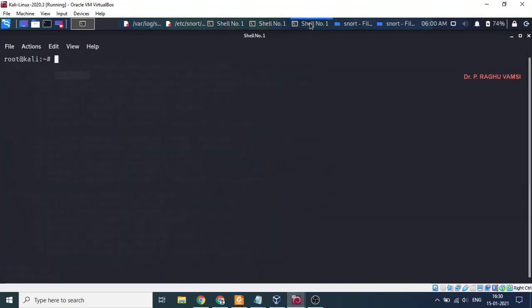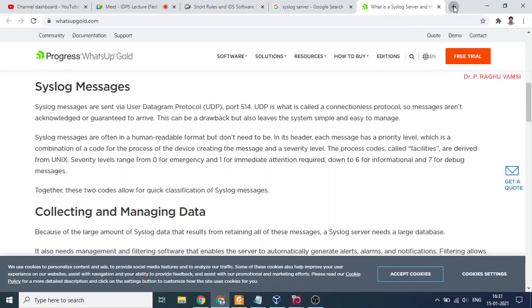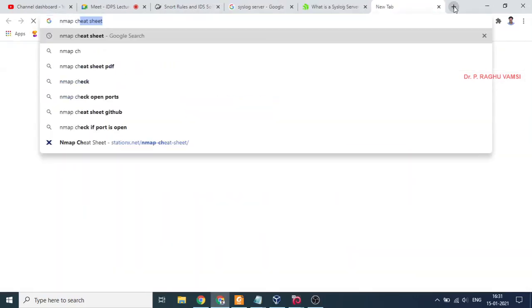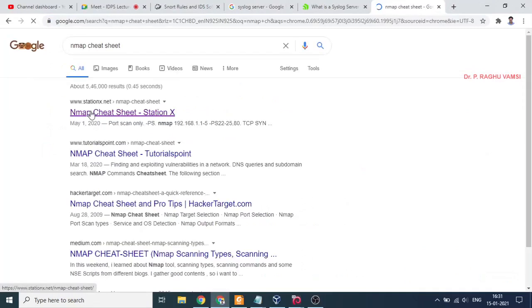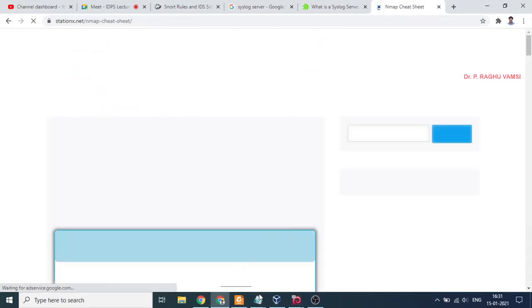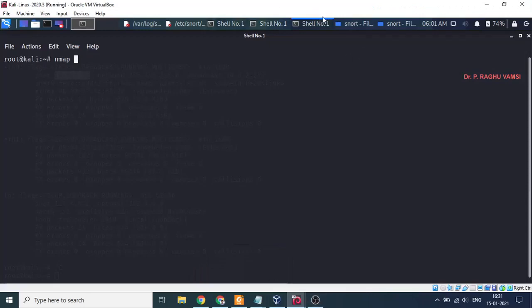Now what we do is go for an Nmap scan. You need to know at least some Nmap cheat sheet. So here the Nmap cheat sheet is there. You can download this Nmap cheat sheet if you don't remember the Nmap commands, which will have the information regarding what type of scan to be conducted.